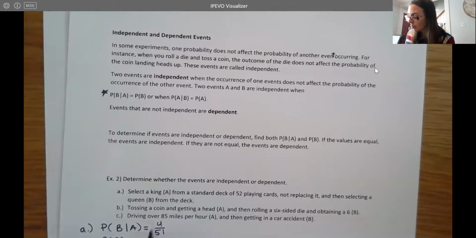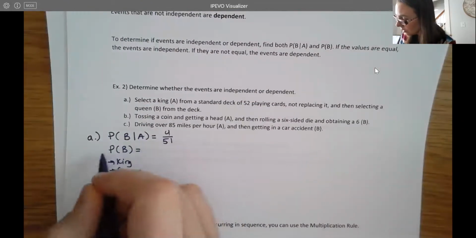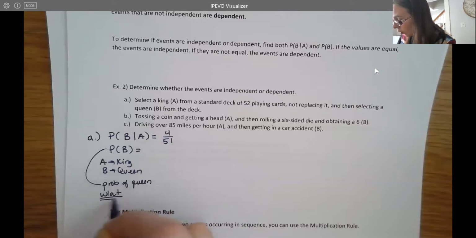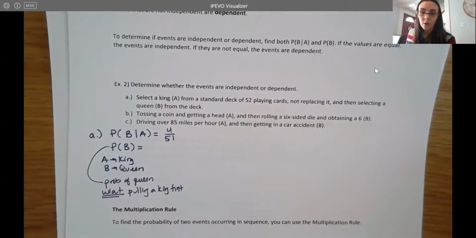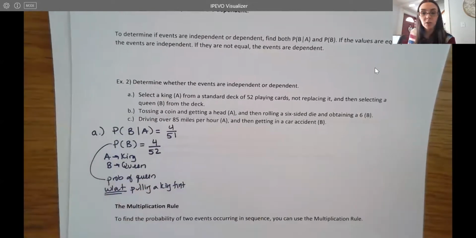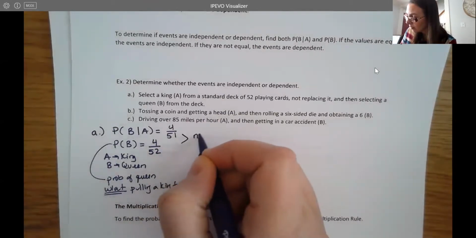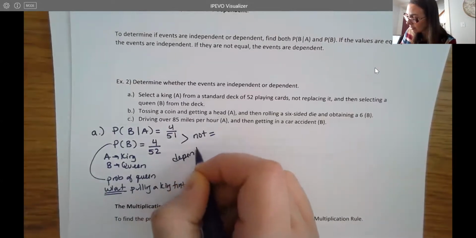If we look at just the probability of getting a queen without pulling the king first, well, I have 4 queens in the deck, and if I haven't pulled any cards yet, I would have 52 cards to choose from. So we can see these probabilities are not the same, right? These are not equal. So our events here are dependent.